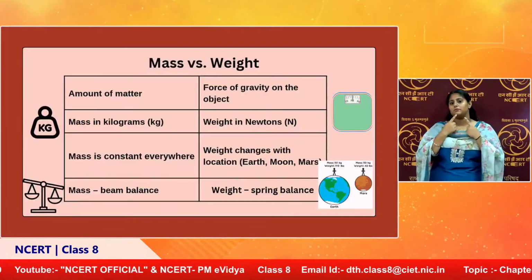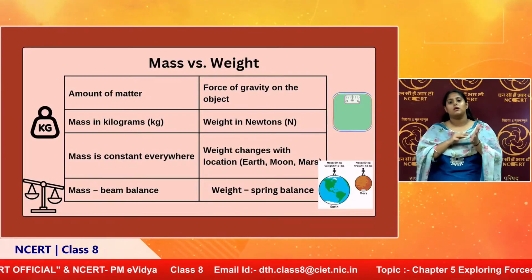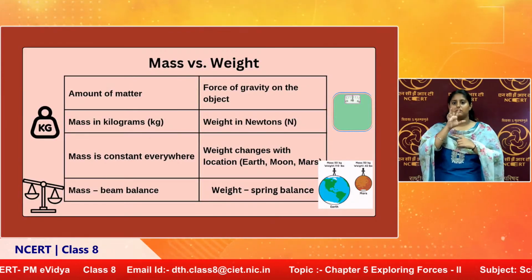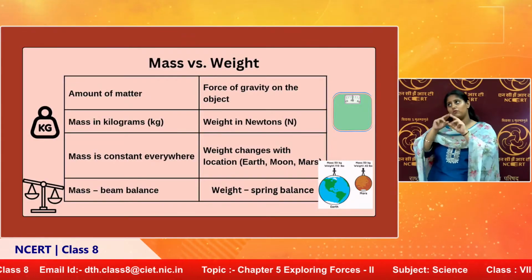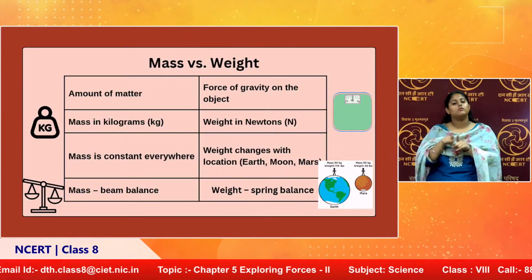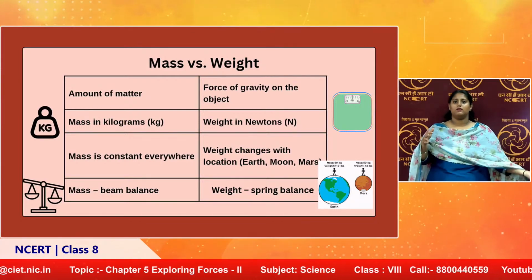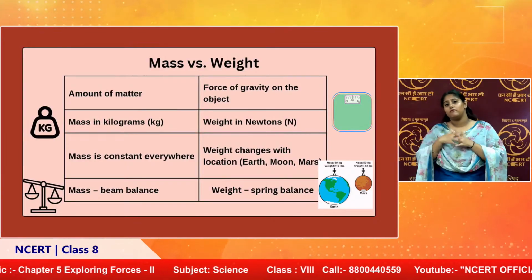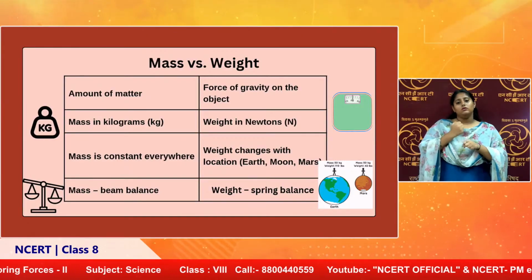The difference between mass and weight. So mass is what? It is the amount of matter. Like you said that you are 50 kgs on Earth. Now if you land on the moon, your mass will remain the same. Whatever is the amount of matter inside the body, that will remain the same. But your weight will change. Why? Because weight is the force of gravity on the object.